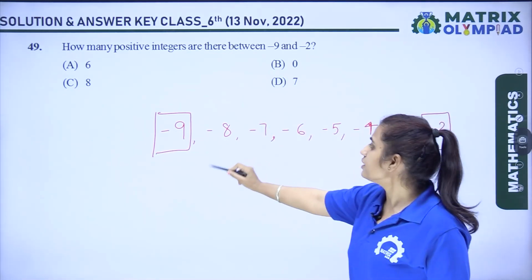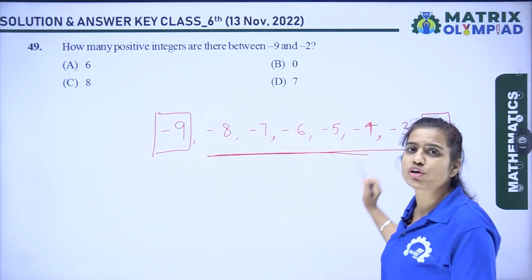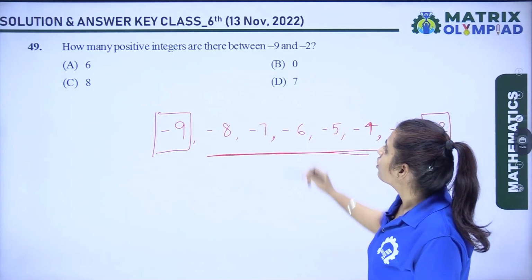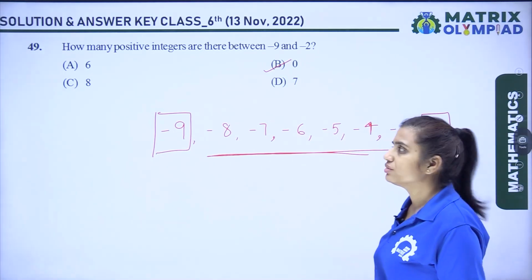So, in between minus 9 and minus 2, there are 0 positive integers. So, we can say that option B is the correct answer.